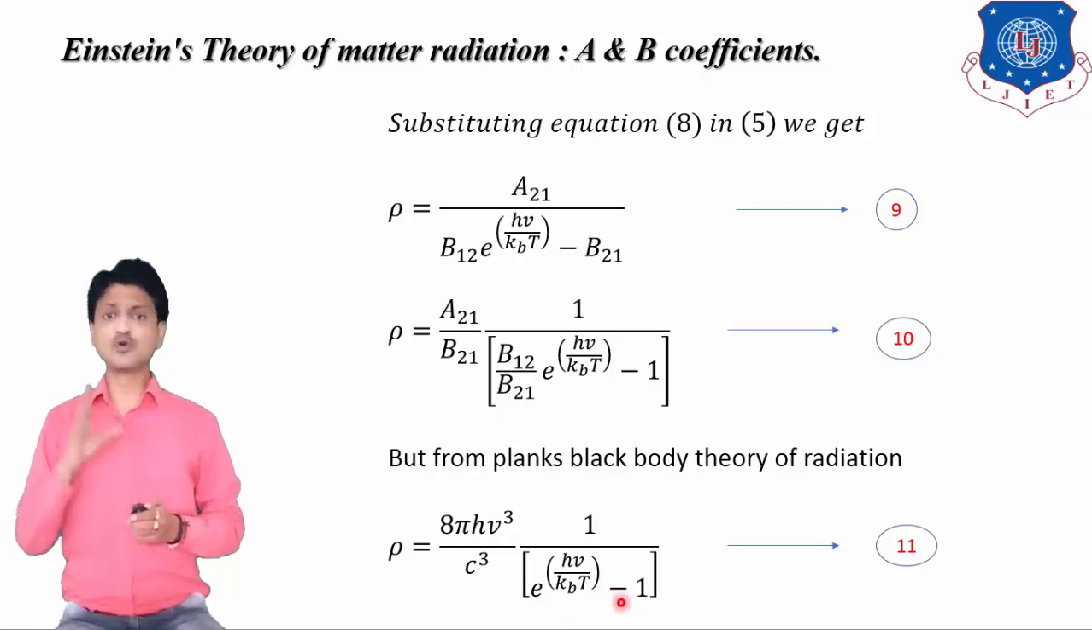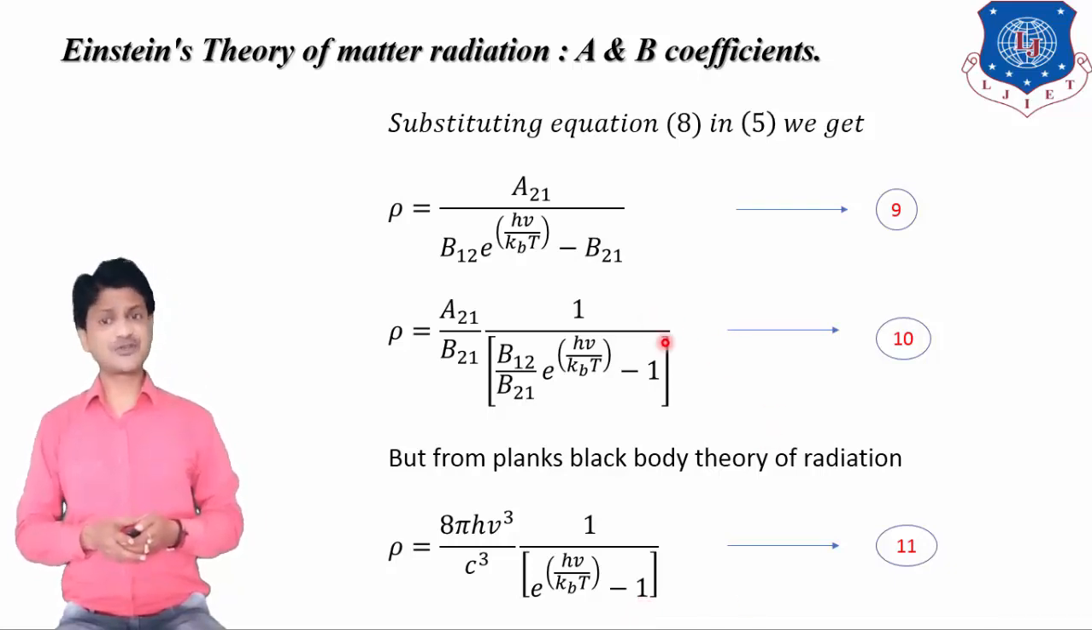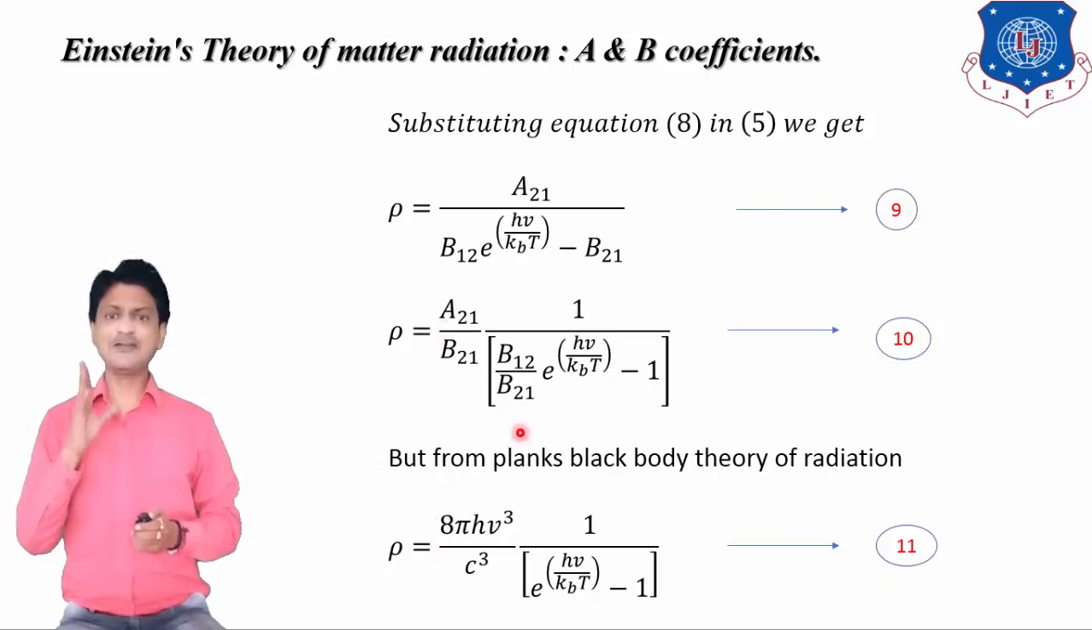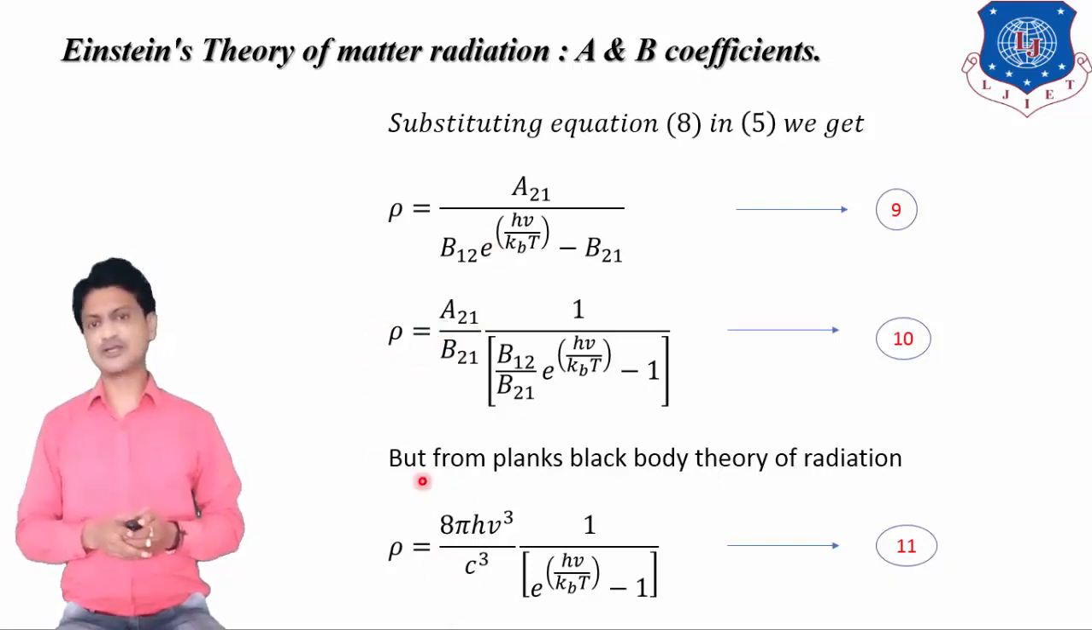Now we have two equations of rho. If we compare these two equations, then we have the ratio A21 upon B21 is equal to 8πhν³ upon c³. And again, comparing the second term, we have B12 equals B21.